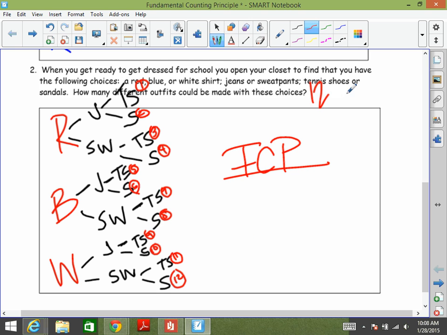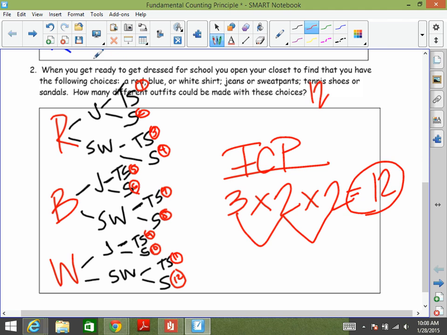Now let's do FCP, fundamental counting principle. What's my first number? I have 3 shirts, that's 3. How many pairs of pants? 2 pairs of pants, jeans or sweatpants. How many pairs of shoes? 2. To see how it's categorized, shirts, then your pants get a number, your shoes get a number. See how that category works when you read it? Okay, what's 3 times 2? And then 6 times 2 gives us 12. Okay, flip over.